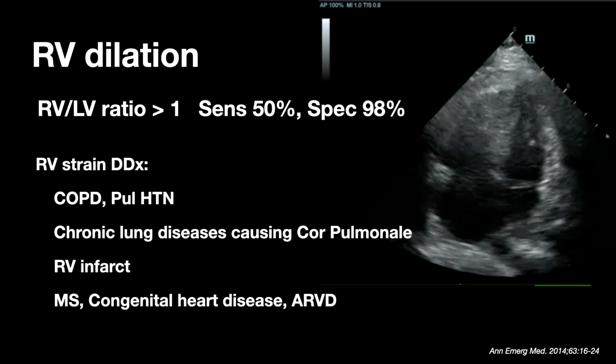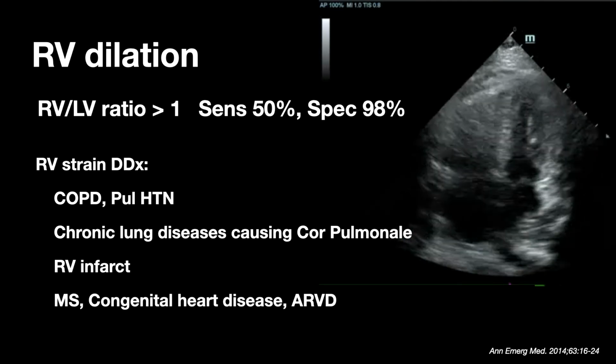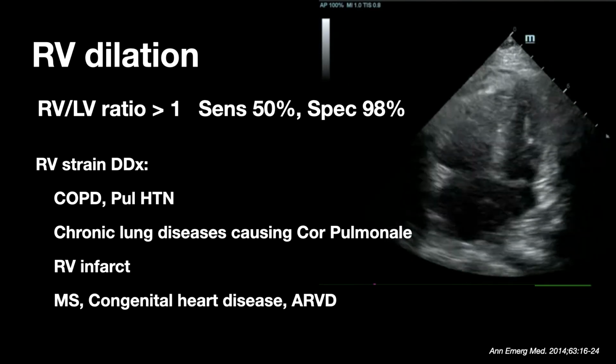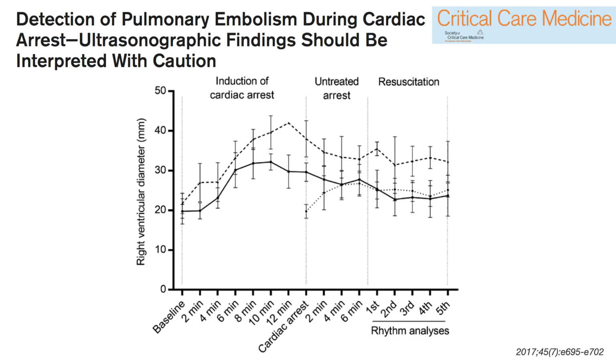RV dilation on echo is an indirect sign suggestive of intermediate or high-risk acute PE, but could also result from other causes, for example, COPD, pulmonary hypertension, chronic lung disease. However, this may not be useful in cardiac arrest.